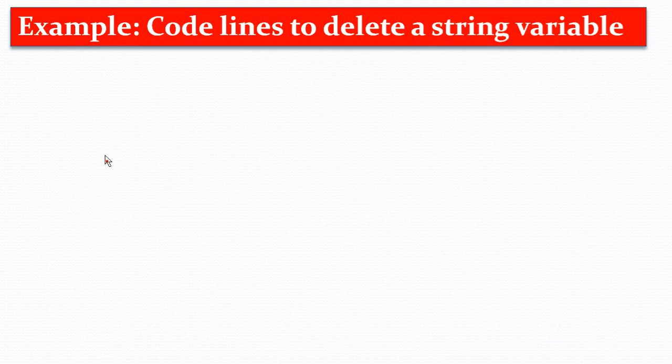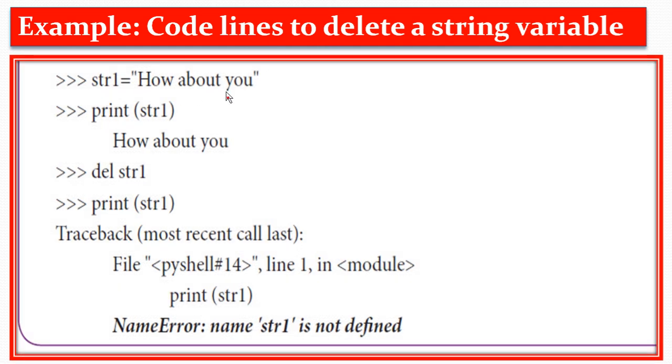This is the example code to overcome this. Code lines to delete a string variable. Here str1 equals "how about you". Print str1 gives "how about you". Now del str1 deletes the entire string. Now when we print str1, we get an error because str1 is not defined. That means str1 is deleted, so it asks us to redefine it. Str1 is not defined, which means that string is deleted here.